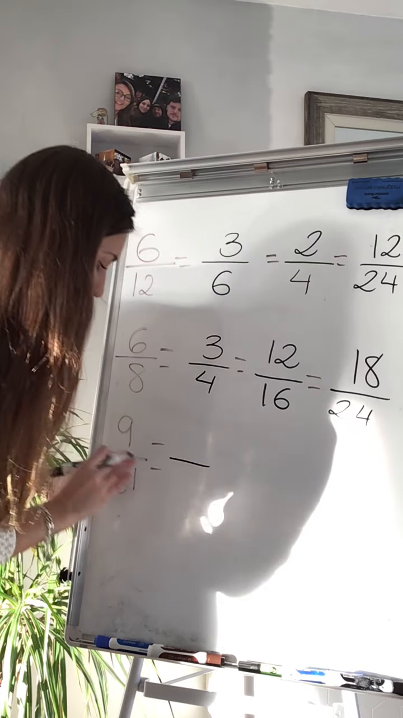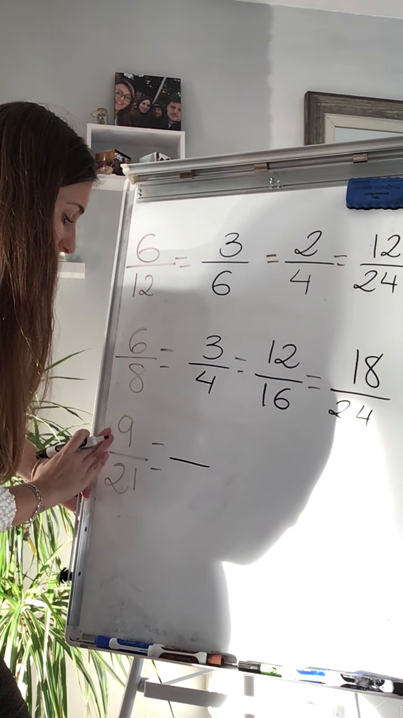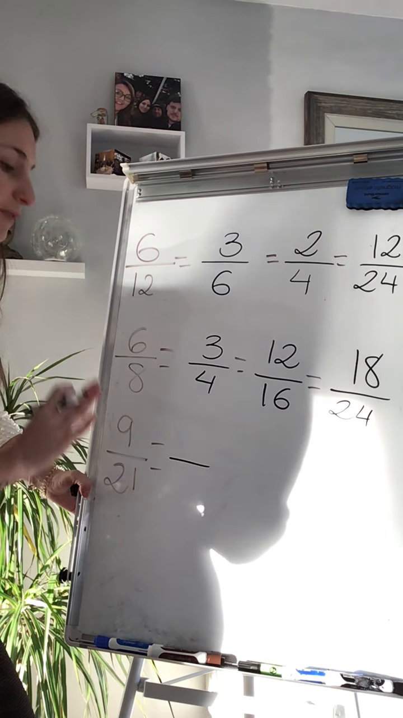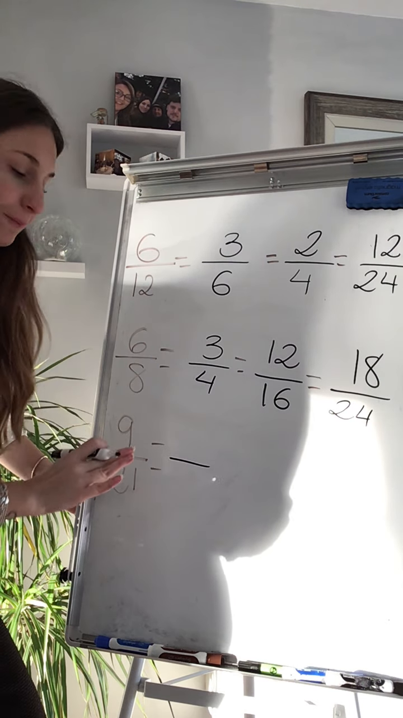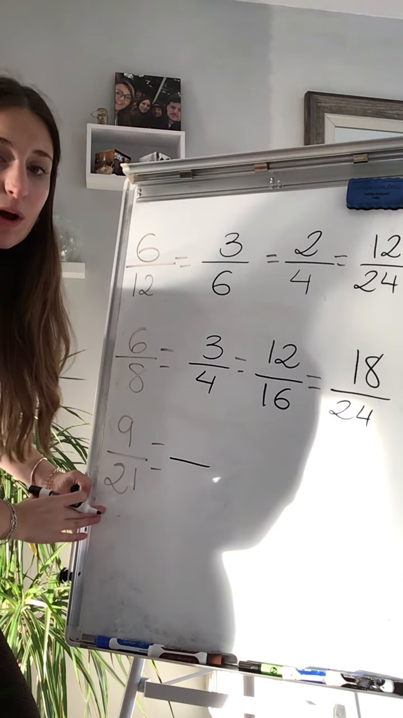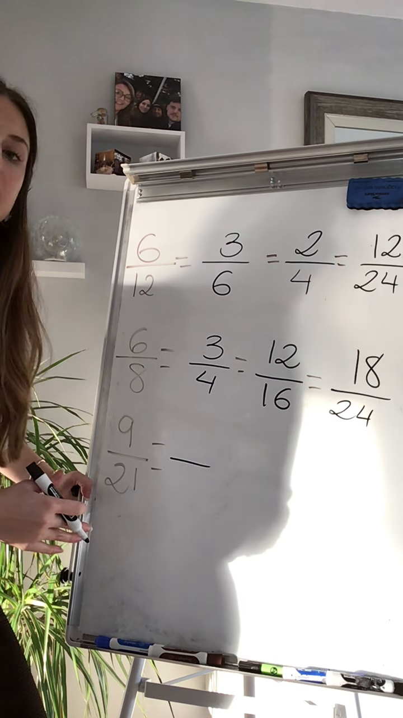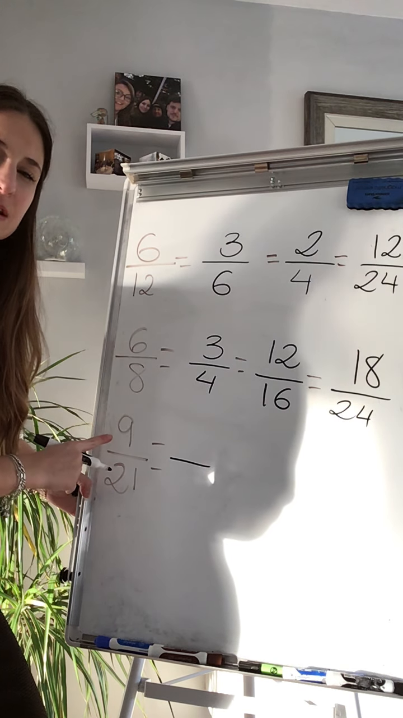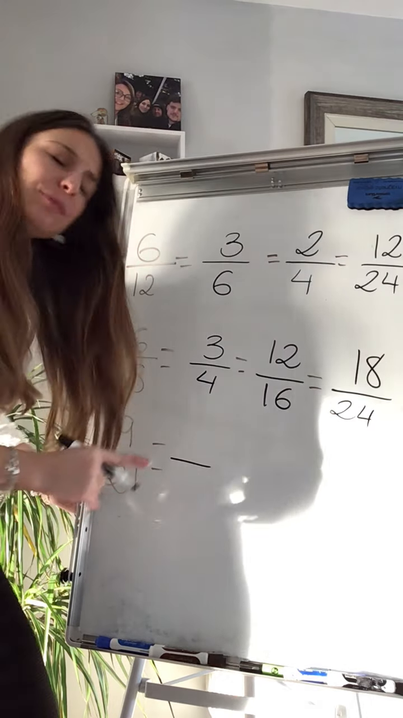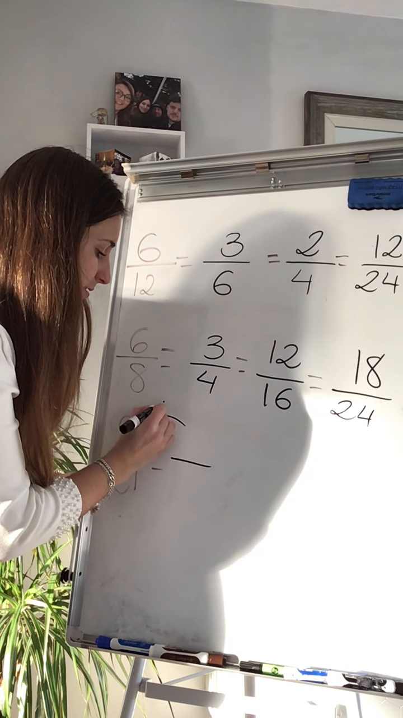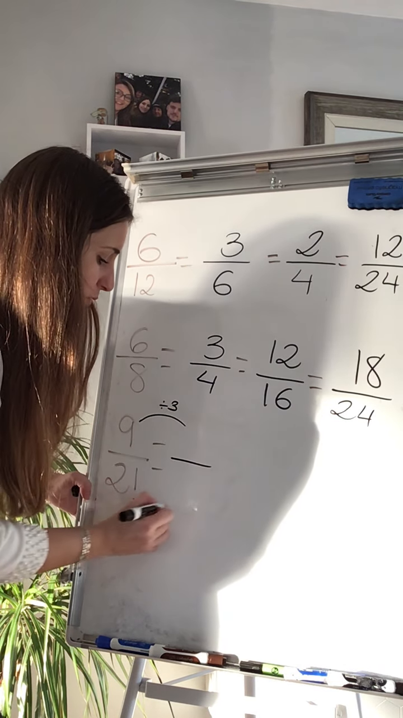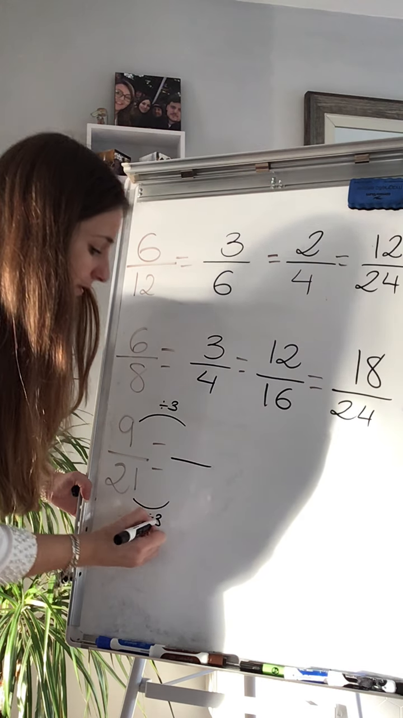9/21. Okay, so I am going to try to divide it by the same number. Is 9 and 21 on any of my timetables? Is it on my 2 timetable? No, 9 is not on my 2. Is it on my 3 timetable? It is. So I'm going to divide both of them by the same number.